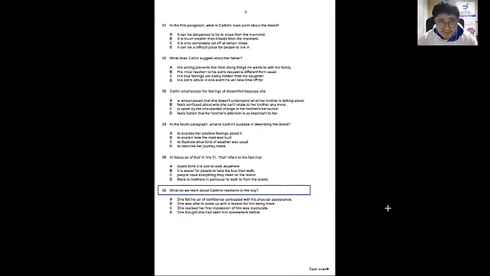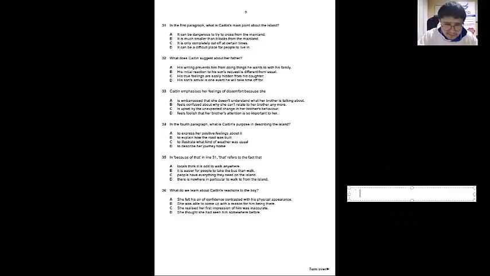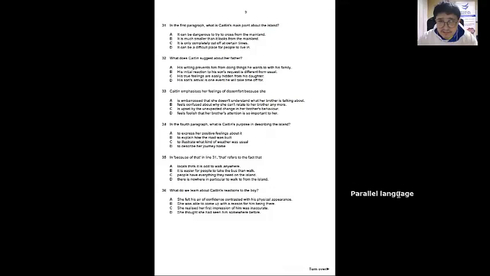A, she felt his air of confidence contrasted with his physical appearance. B, she was able to come up with a reason for him being there. C, she realized her first impressions of him was inaccurate. And D, he thought he had seen him somewhere else. We are going to see which option has, as we mentioned before, the parallel language that really matches one of these alternatives.